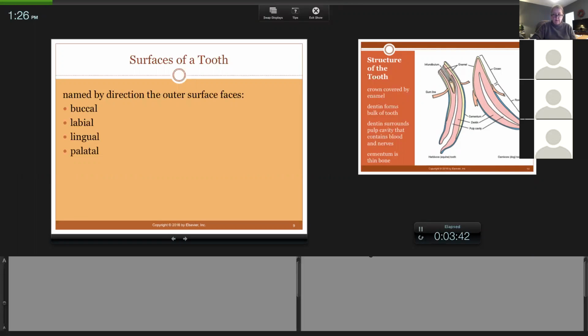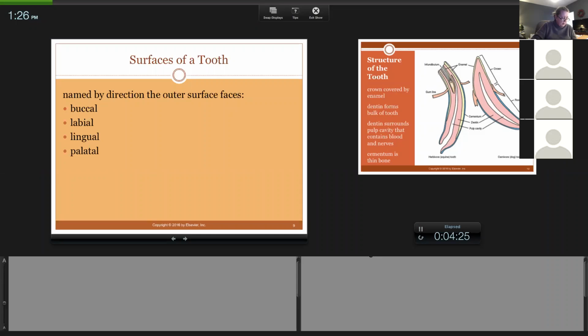Labial is the outside surface, but this pertains to the incisors because this is communicating with the lip. So again, labial can be top of the jaw or bottom. Then you've got lingual, which is the inner surface, but that's the bottom teeth because they touch the tongue. And then palatal pertains to the upper teeth because the inside touches the palate. So palatal and lingual will tell you if it's a tooth on the top or on the bottom, but the other two could be top or bottom.